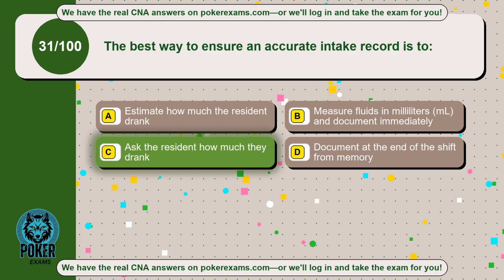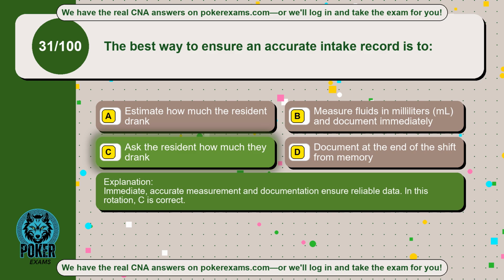The correct answer is option C. Ask the resident how much they drank. Immediate, accurate measurement and documentation ensure reliable data. In this rotation, C is correct.